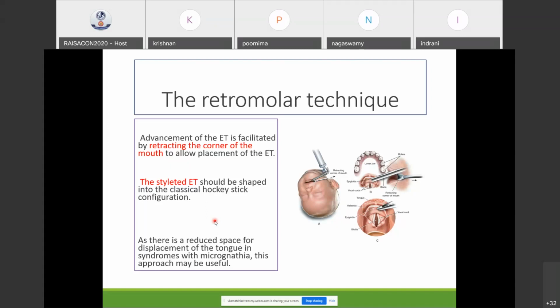Intraoperatively, I would like to replace around 5 ml per kg per hour, sir.